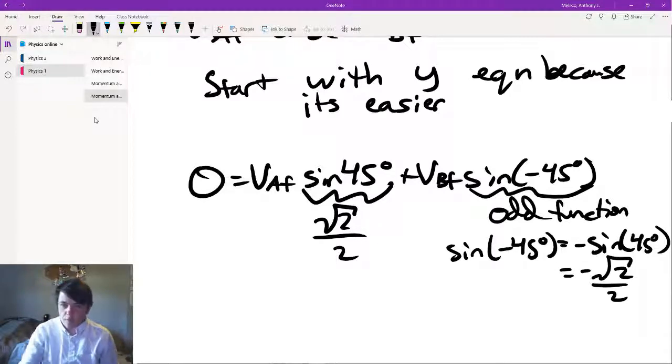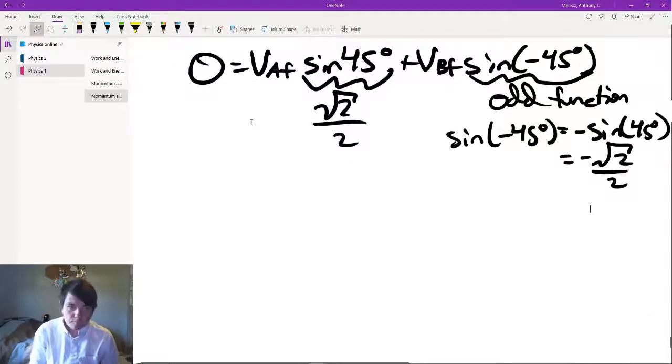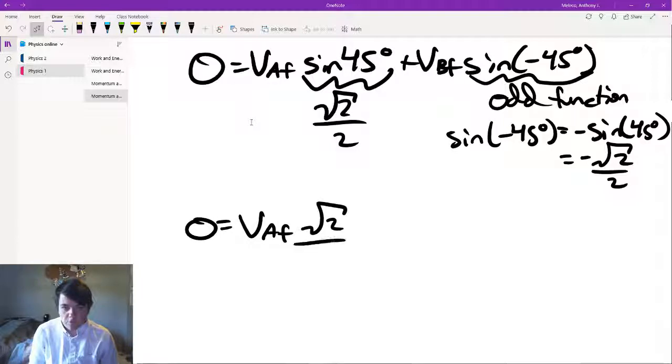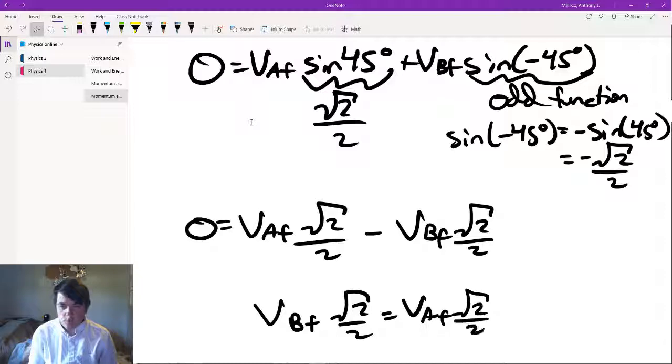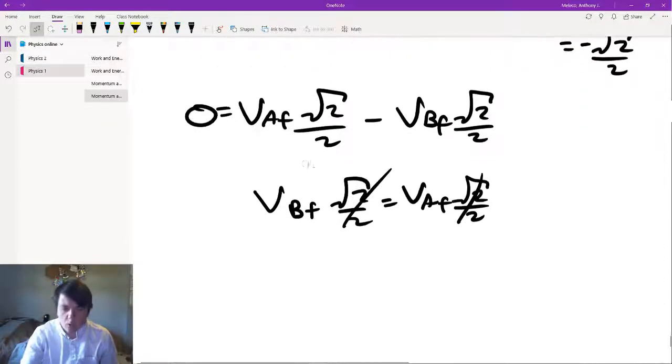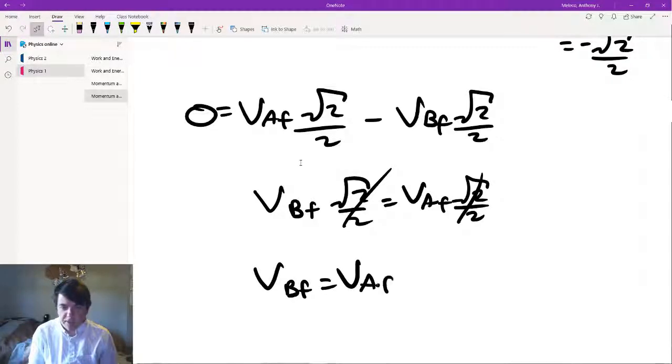Okay, so I'm going to rewrite this as 0 equals VAF root 2 over 2 minus VBF root 2 over 2. And now I'm going to add this to the other side, so you get VBF root 2 over 2 equals VAF root 2 over 2. These cancel, and what we're left with is VBF equals VAF.